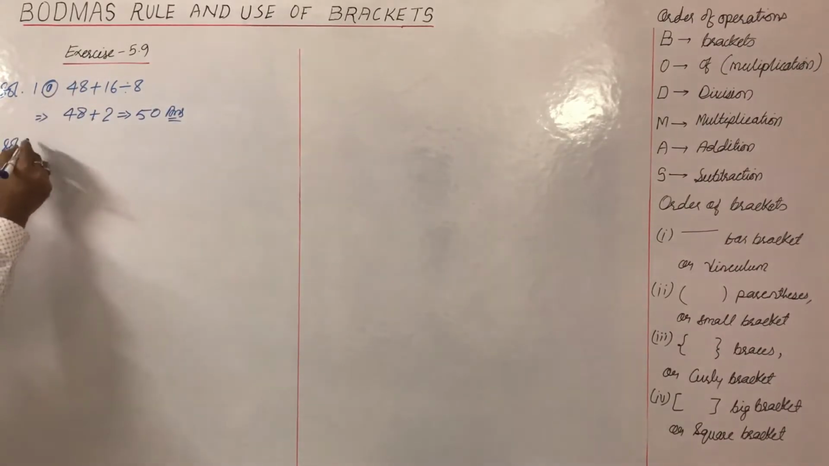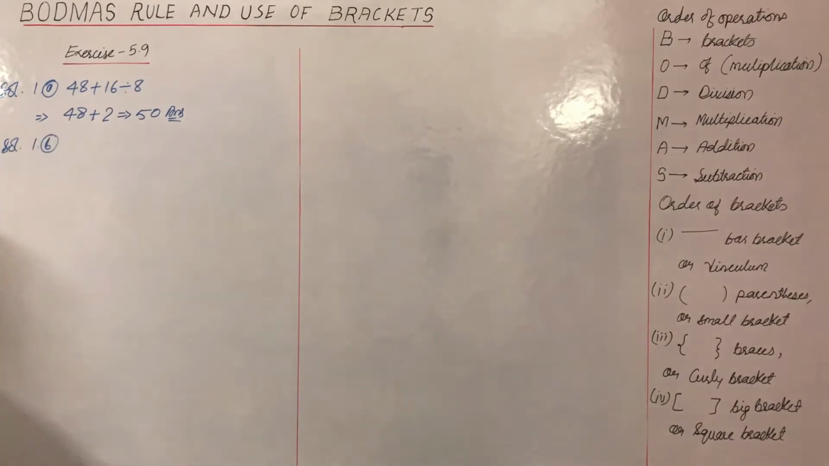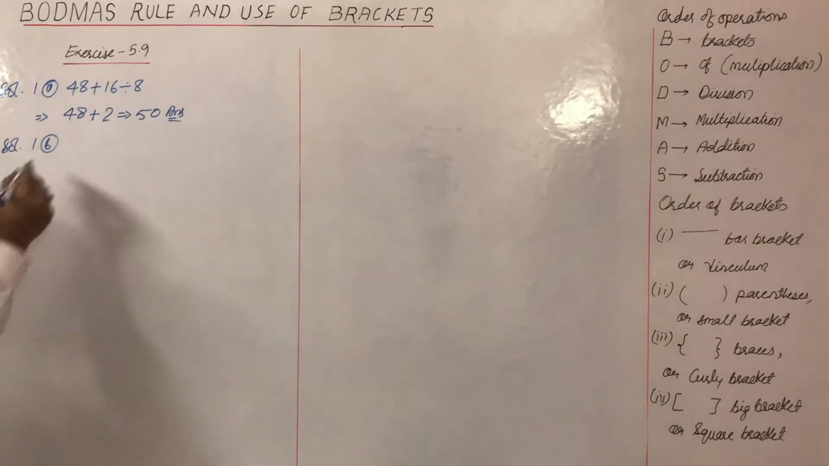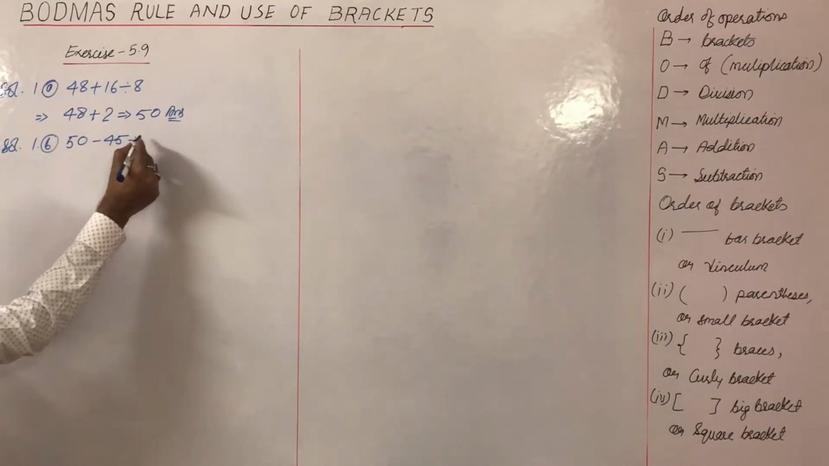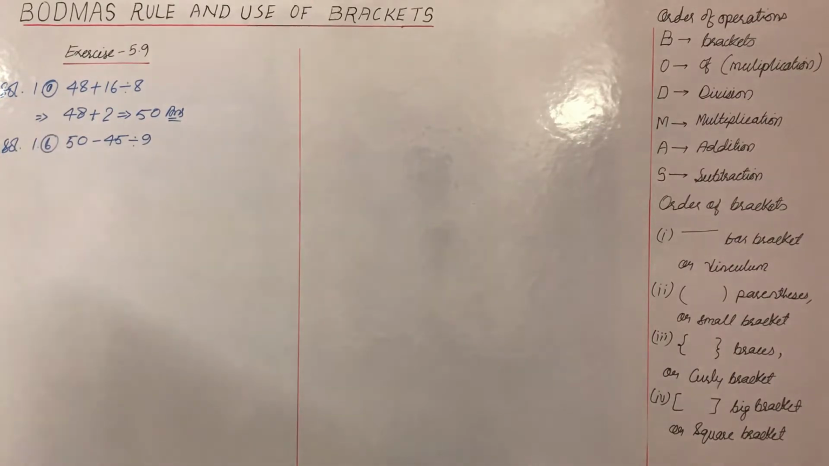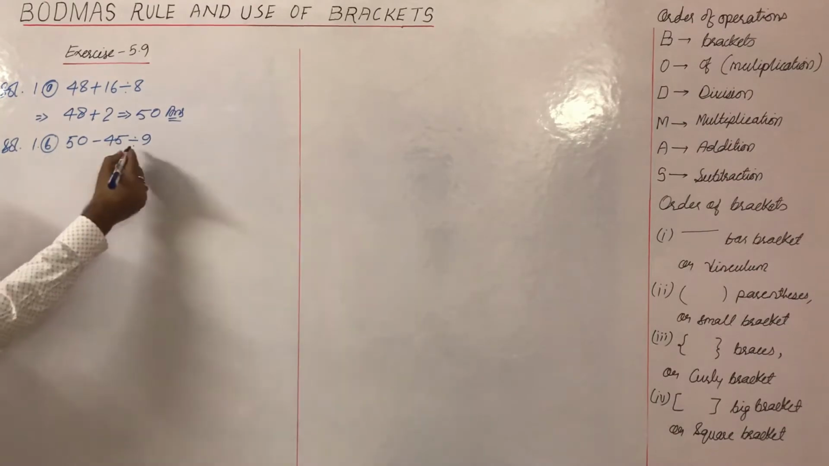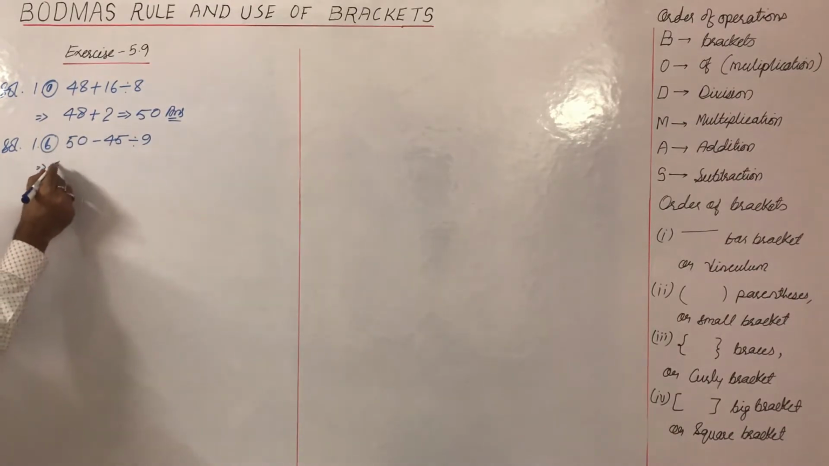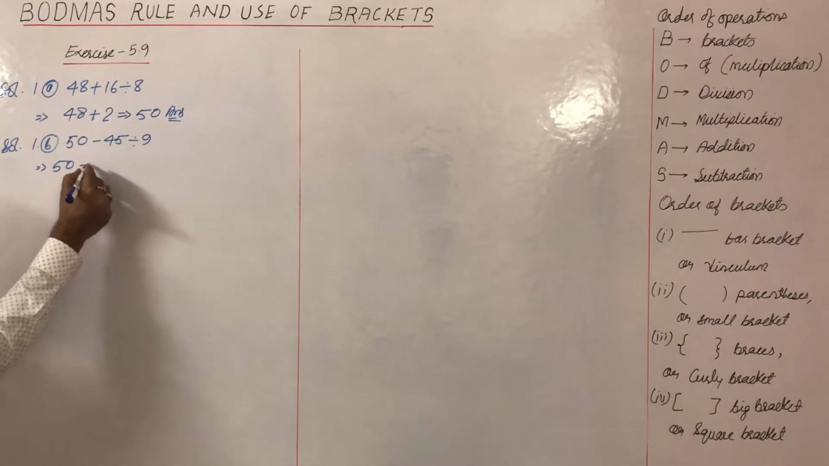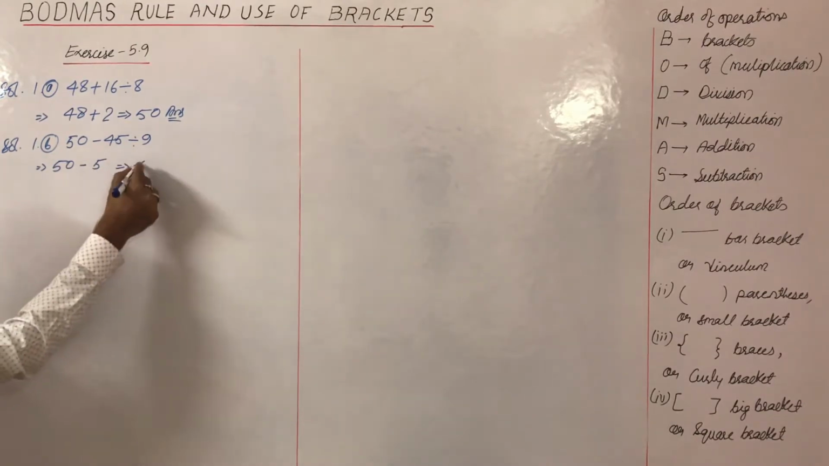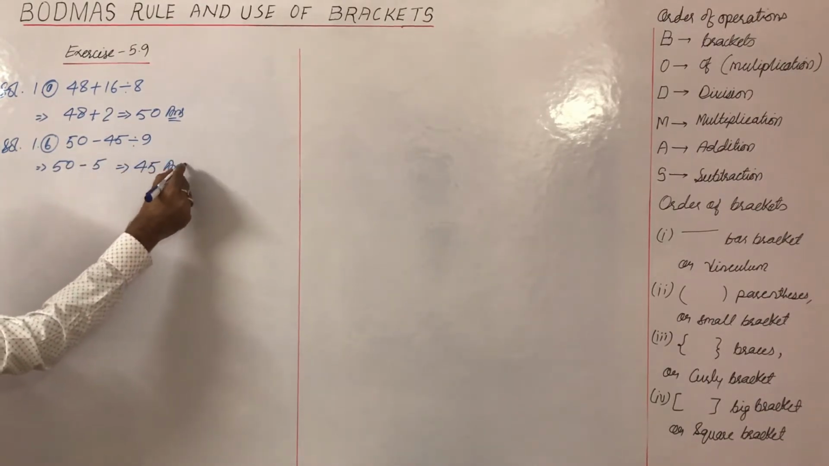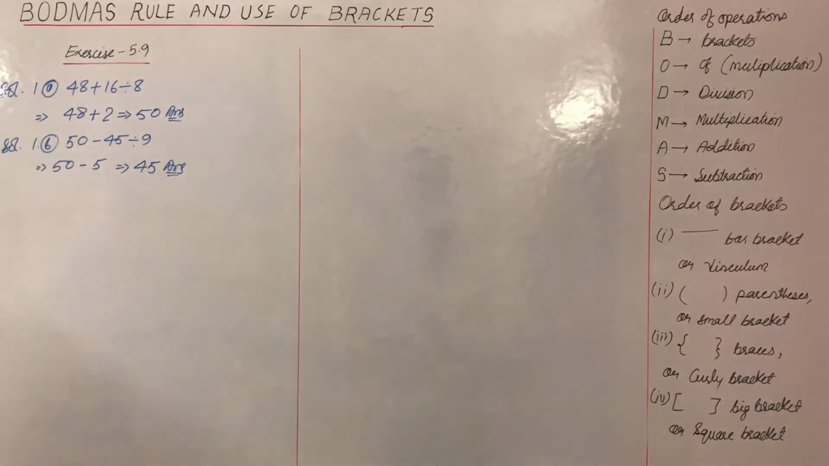Next, part B, 50 minus 45 divided by 9. Again we have subtraction and division. And as per BODMAS rule, division comes first. So we'll divide first. 45 by 9 is 5. So 50 minus 5 is 45. And 45 is the answer.